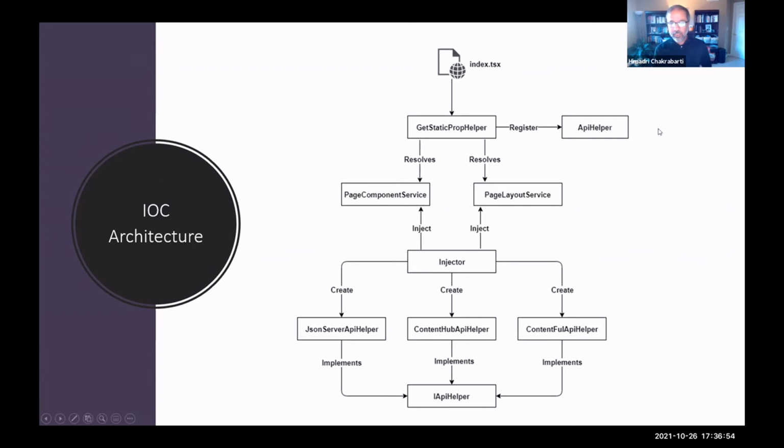It creates these services and then injects them into those page layout service and component service. And then I go to this get static prop helper. This is the code which builds the static pages. In that get static prop helper, I register what API helper I want to use.